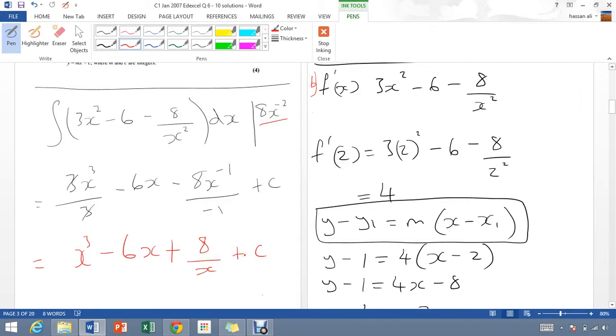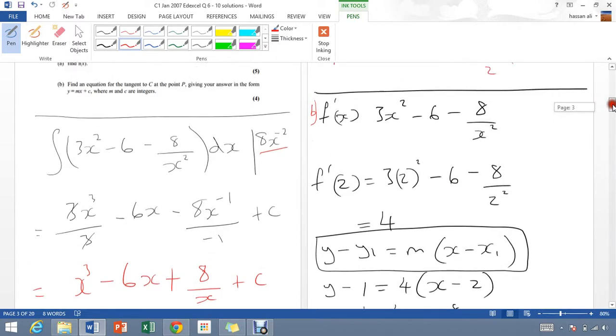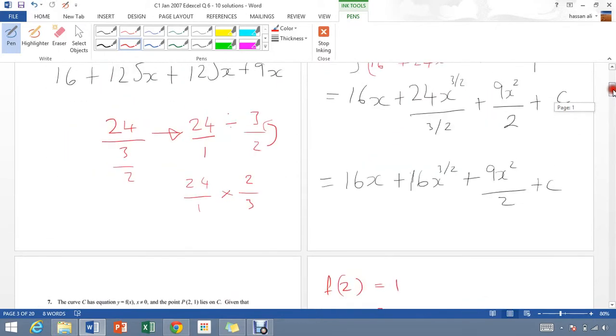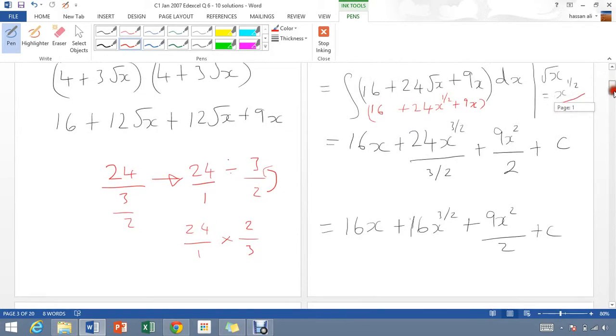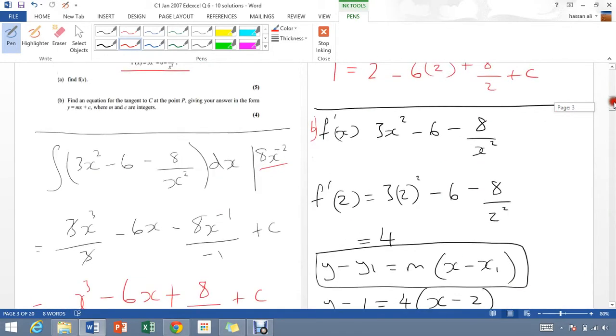Now we can't stop there, because it's asking you to find the equation. The previous question just asked you to integrate, so that's why we left it as a plus c. This one asks you to find the equation.